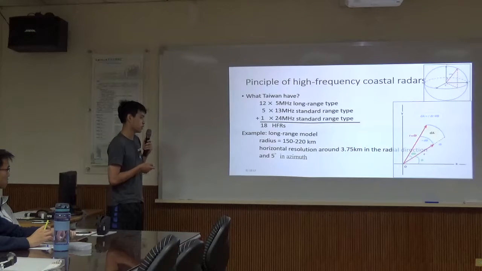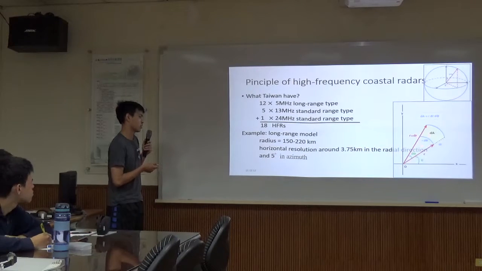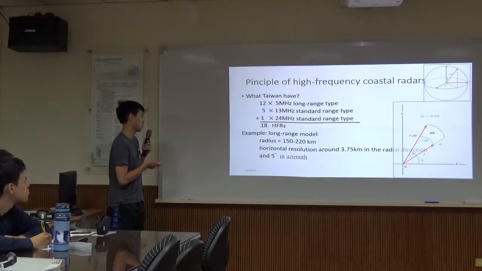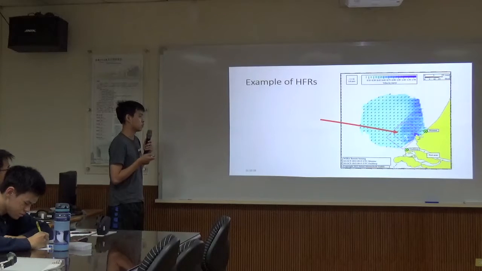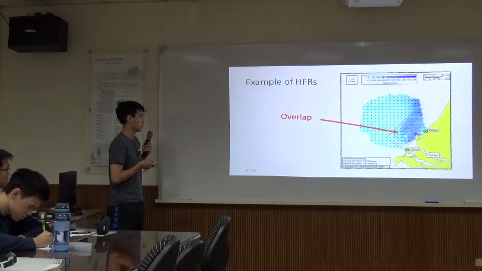Here this one is DR, 3.75 kilometers, and the radial direction is phi, so I think it's DC dot. And you can see it as DA, and you can cast this one, and you will get the resolution. And the example of HFRs: this one is an overlap of two stations, and this kind of overlapping place is more accurate.